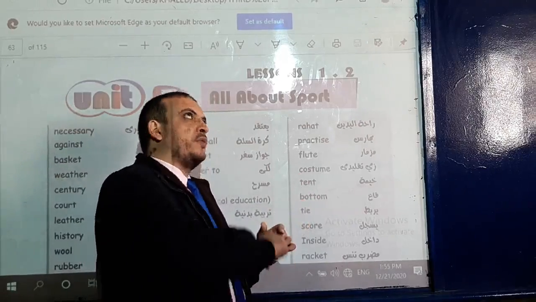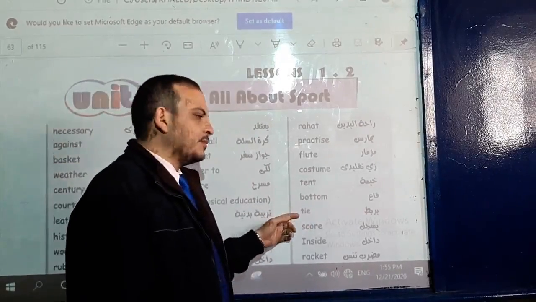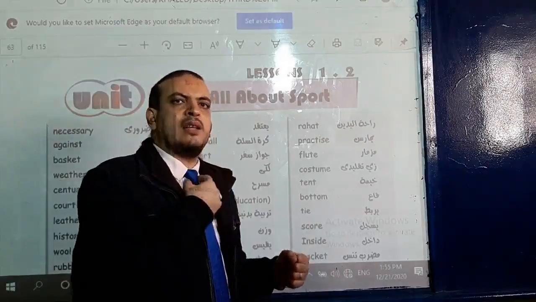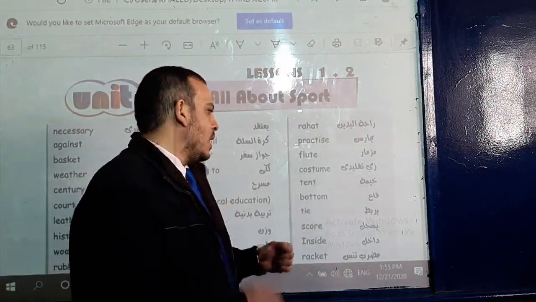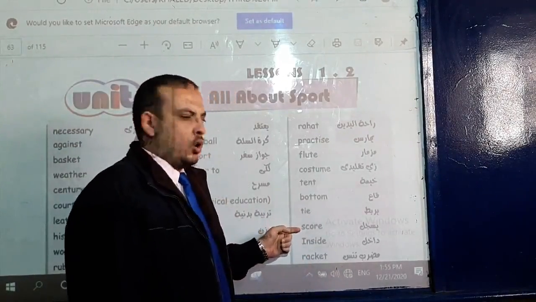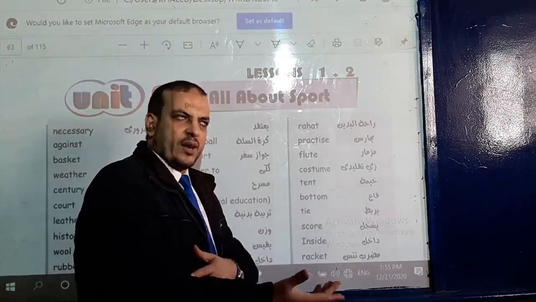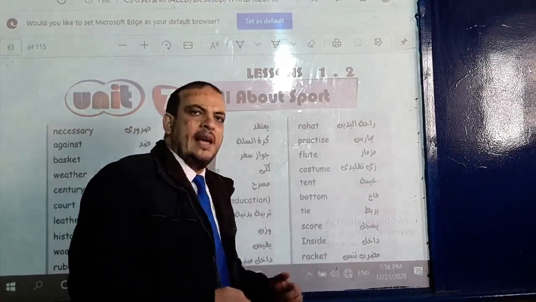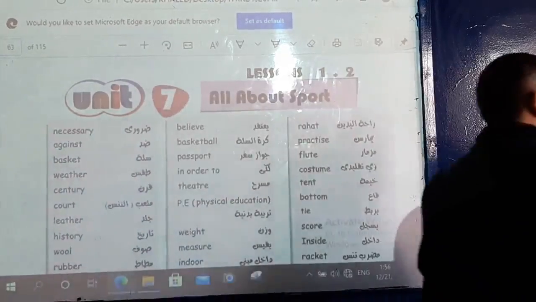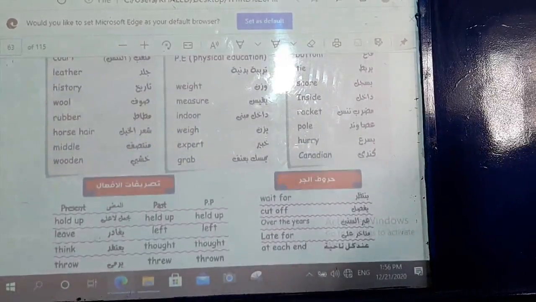Bottom is the opposite of top. Tie, to tie something. Yes, you can call this a tie also, okay? Score a goal. Inside and racket. You know the racket? Use the racket to hit the ball in tennis. Let's go to the next area.